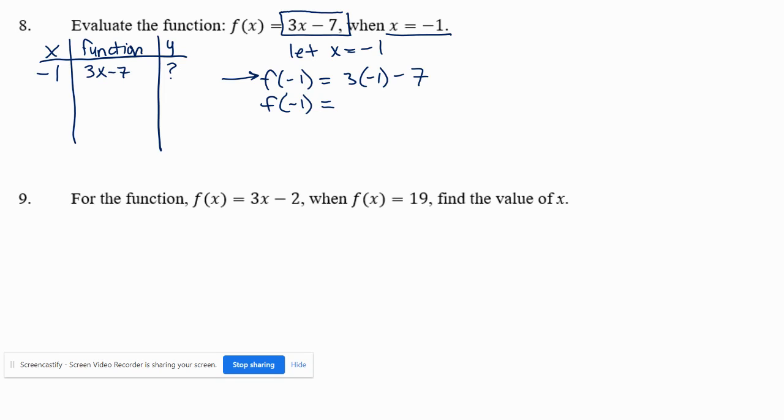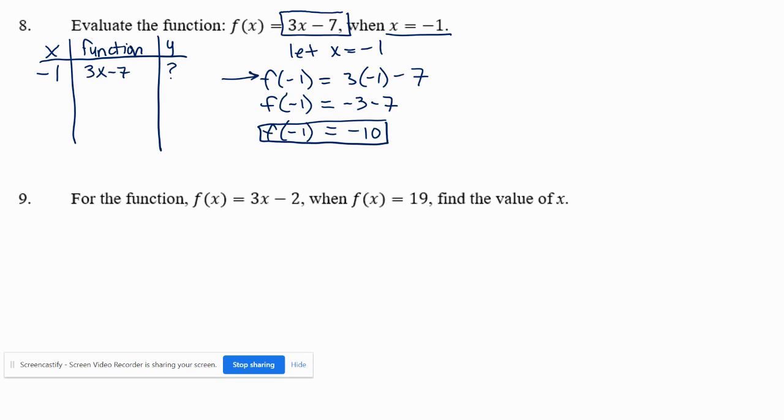So we'll do multiplication first. 3 times -1 is -3. Bring down the -7. Again, on the left, we have a function. What are we plugging in? -1. f of -1 equals -3 minus 7 gives us -10. Okay, this is our final answer.